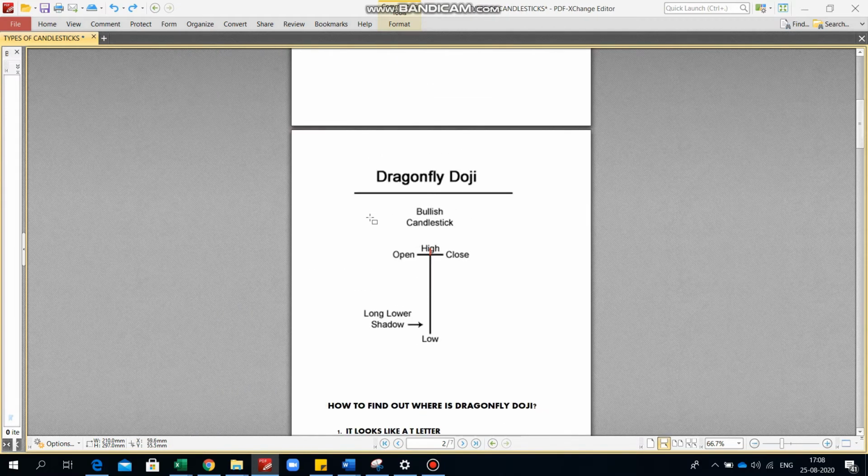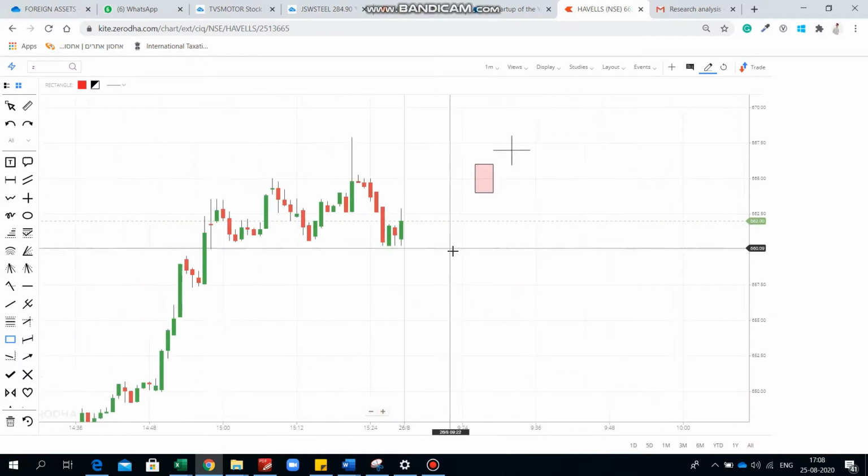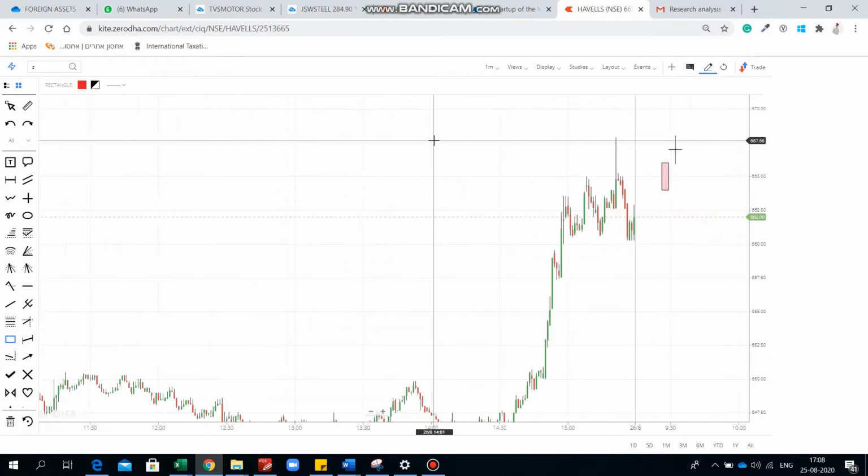And when can you find these Dragonfly Doji? These Dragonfly Doji are basically found at the end of the preceding downtrend. Preceding downtrend, when I am saying. So I'll show you exactly in the chart.